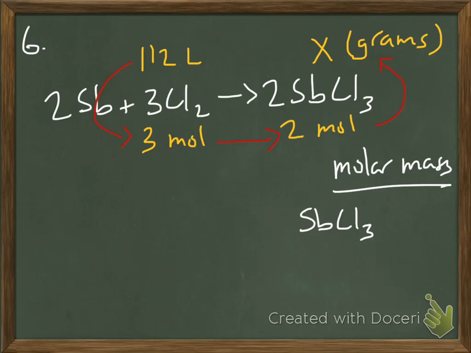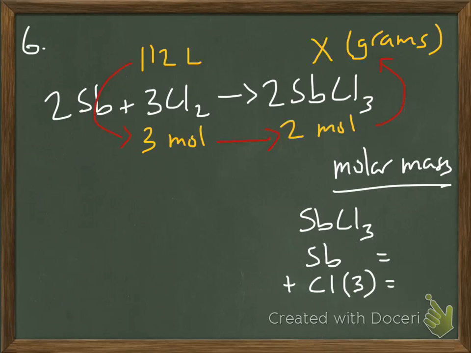So the way you can do that is by taking the mass of antimony and then adding it to the mass of chlorine times 3, because there's 3 chlorines. So you have to look at a periodic table. If you're sitting at home, you can either do this in your textbook, or you can Google it and find one online.